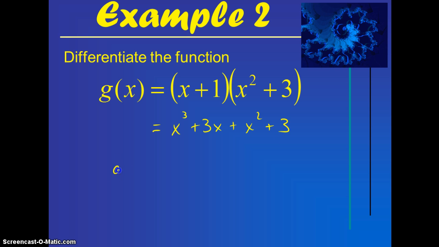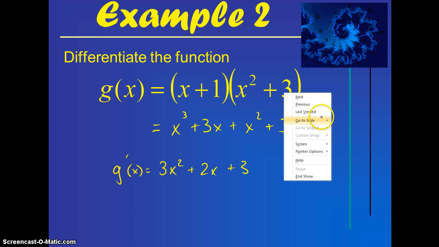Once it's expanded, I could then go to g prime of x. The derivative of x cubed is going to be 3x squared. The derivative of x squared is going to be 2x. The derivative of 3x is 3. And then the derivative of 3 is 0. And I like them in descending order better. So you 100% can solve this problem by just doing a little bit of foiling to be able to knock the problem down a little bit.